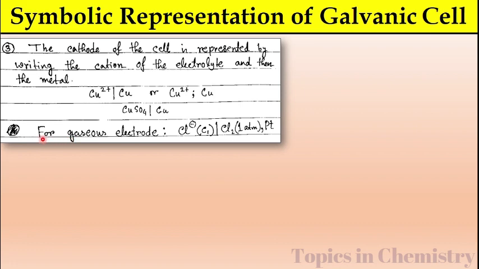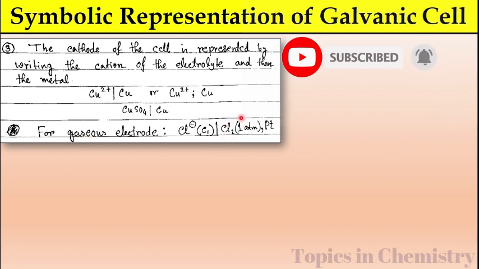Now there are some electrodes which are gaseous. So for a gaseous electrode, first you have to write the electrolyte. For example, here you have written Cl minus. That Cl minus maybe is coming from HCl. HCl is one of the electrolytes. So first you have to write the Cl minus. In bracket you have to write the concentration of the Cl minus. Then you have to write a vertical line. Then you have to write the chlorine gas because it is a gaseous electrode.